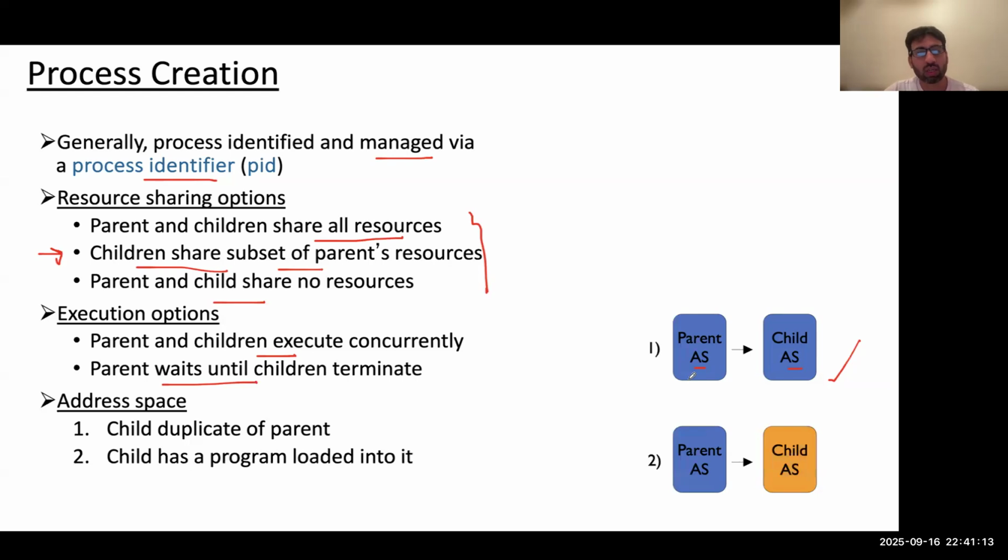The other option is that at the time of the creation, after creating the child, we can load a new program in the address space of the child. So at that point, the child address space becomes totally different from the parent address space. We will see examples of it. Then when we have concrete examples, it will become clear what we mean by copying the parent address space into the child address space, or what we mean by loading a new program in the address space of the child.